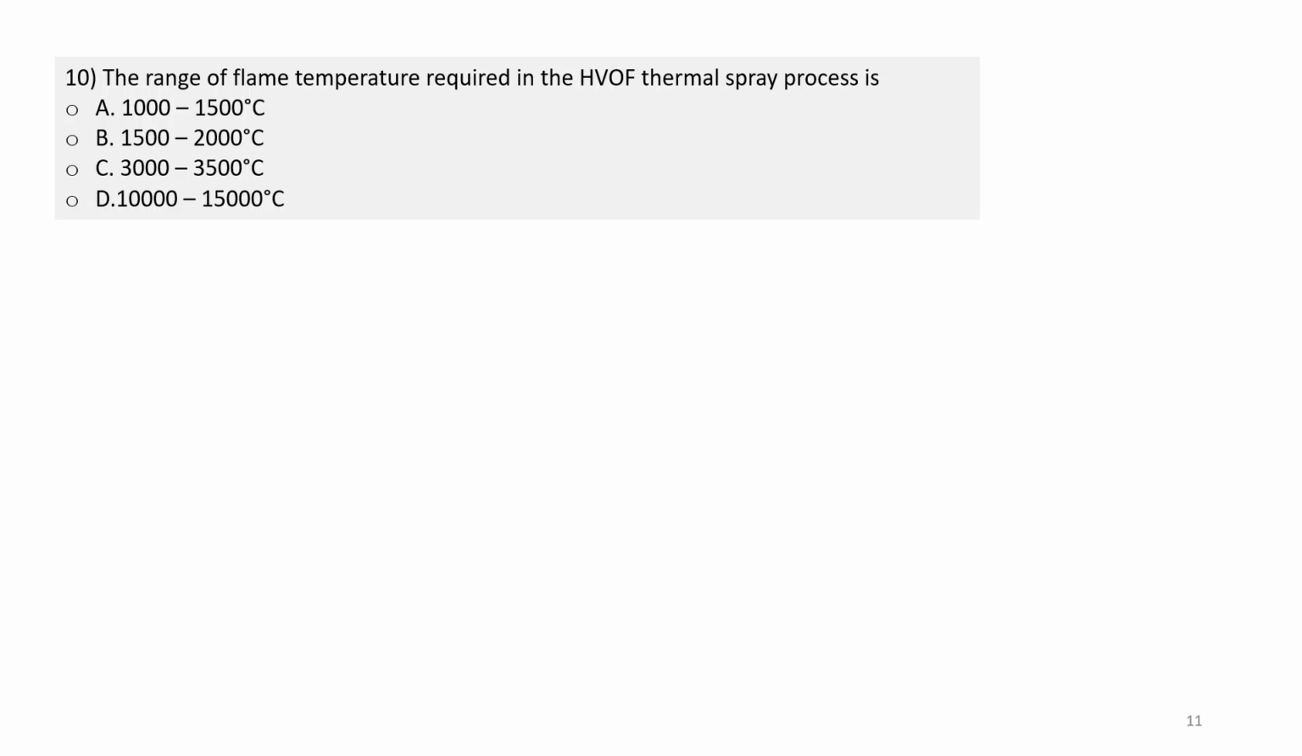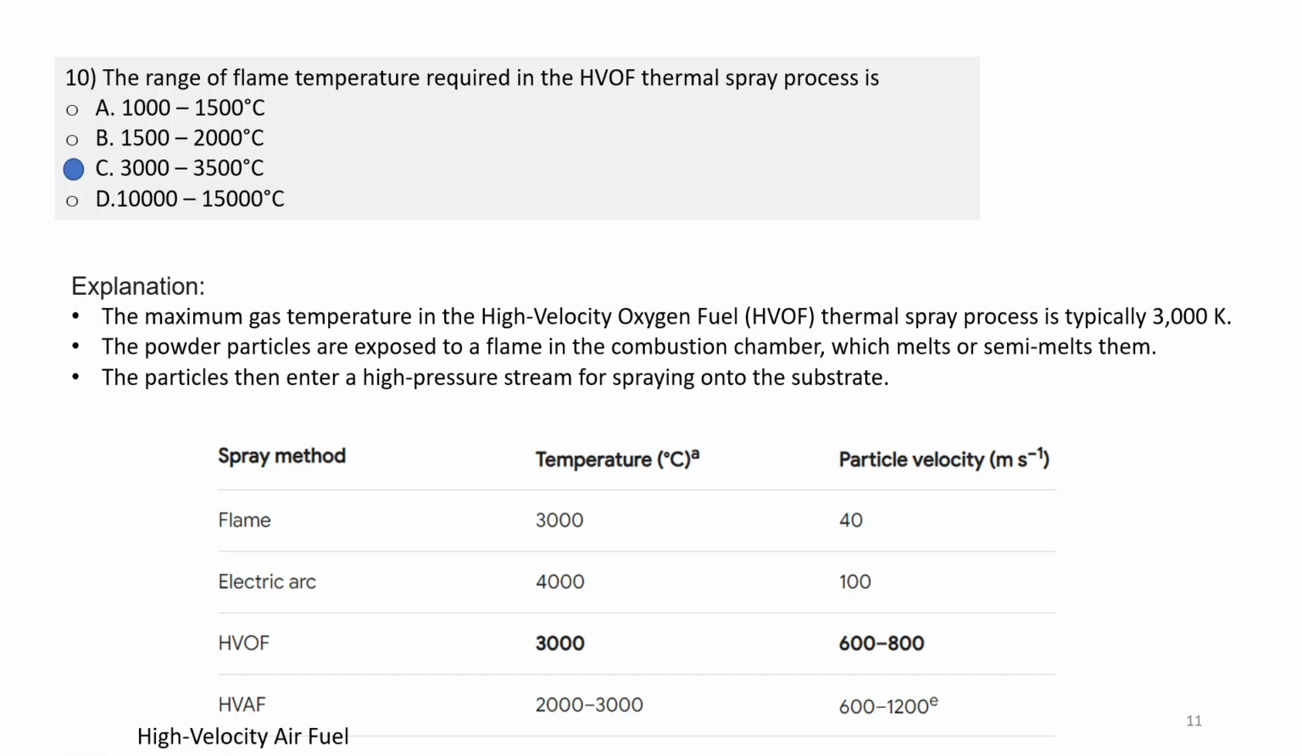The range of flame temperature required in the HVOF thermal spray process is, your options are: 1000 to 1500 degrees Celsius, 1500 to 2000 degrees Celsius, 3000 to 3500 degrees Celsius, or 10,000 to 15,000 degrees Celsius. Correct answer will be C.